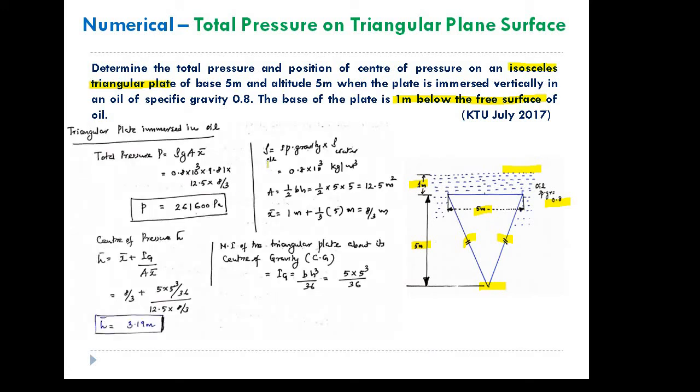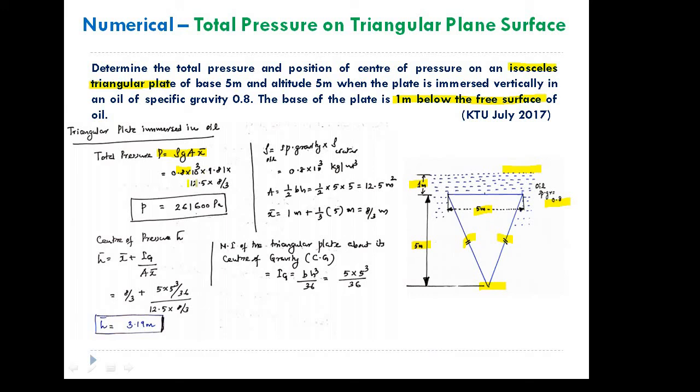Okay, so the problem has been worked out here. So what is the total pressure P for a vertical plate immersed in a liquid? The formula had been derived. It is rho g A x bar. Okay, it is not inclined, but it is vertical. So theta does not come into the picture. The angle theta does not come into the picture. So rho is 0.8 into 10 raised to 3, since the specific gravity of oil is 0.8.